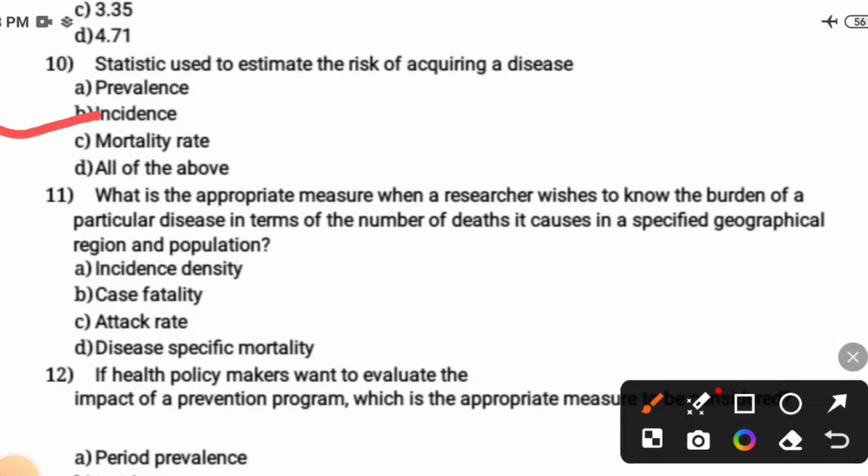What is the appropriate measure when a researcher wishes to know the burden of a particular disease in terms of the number of deaths it causes in a specified geographical region and population? Incidence density, case fatality, attack rate, disease specific mortality. So what is the single best answer here? So guys, all options are in front of you. The best answer is disease specific mortality.